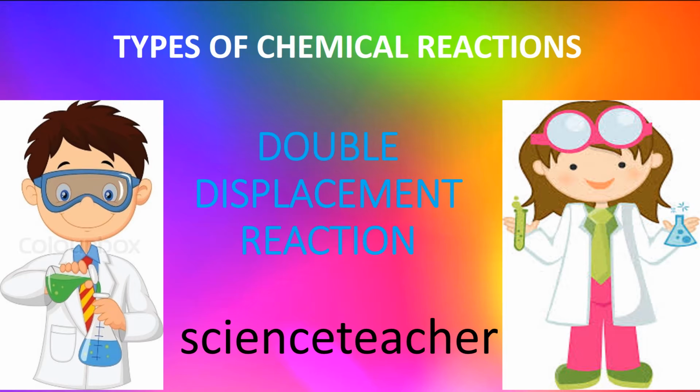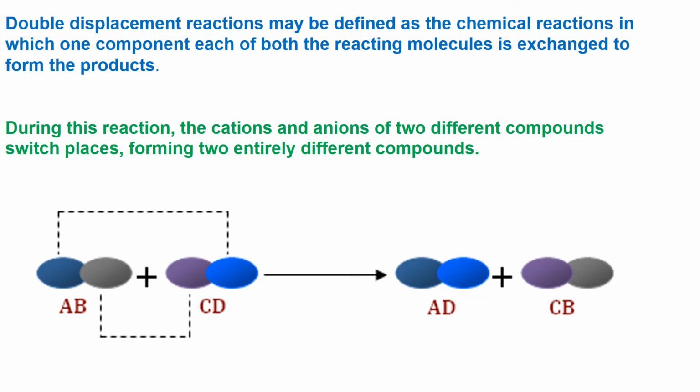Hello students, today we are learning double displacement reaction under types of chemical reaction. Double displacement reaction means the chemical reaction in which one component each of both the reacting molecules is exchanged to form the products. Let us see how it happens.